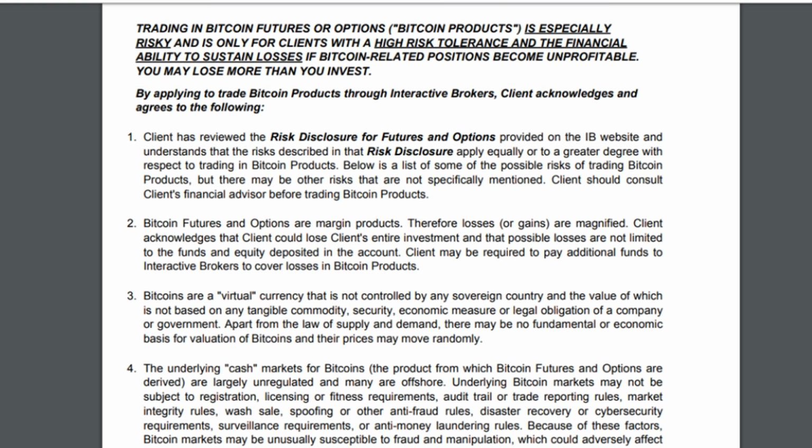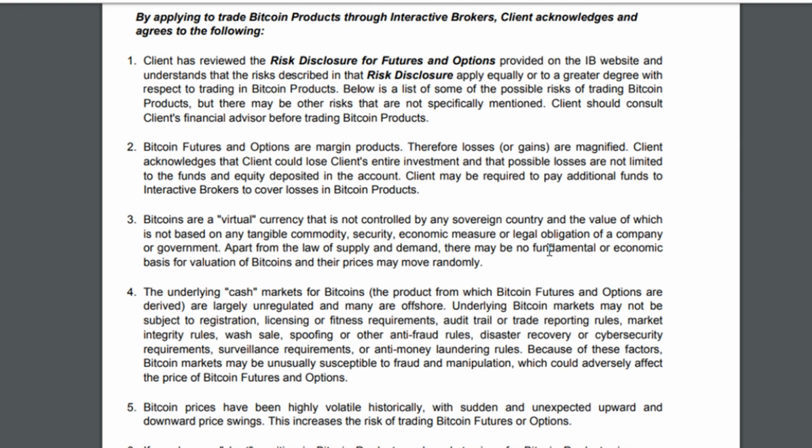Client has reviewed the risk disclosure for futures and options provided on the IB website and understands the risk described in the risk disclosure applies equally or to a greater degree with respect to trading in Bitcoin products. Below is a list of some of the possible risks of trading Bitcoin products, but there might be other risks that are not specifically mentioned. Clients should consult a financial advisor before trading Bitcoin products.